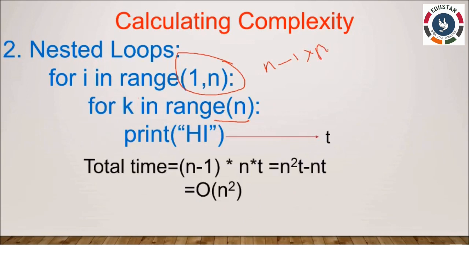And then next we are going to calculate complexity using the second method, the nested loop. So what is a nested loop? We write a loop inside another loop, so that is called a nested loop. Here I am going to write the first loop, for i in range, and here I am passing the two values 1 comma n. So 1 may be greater than n and 1 may be lesser than n.